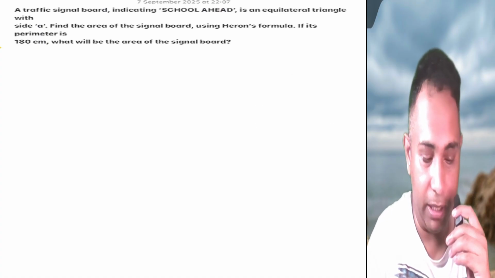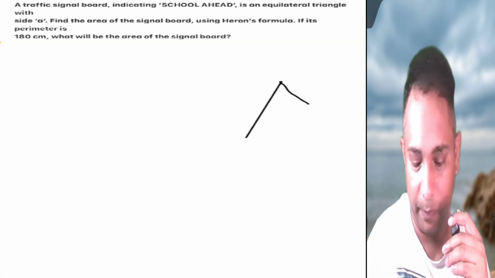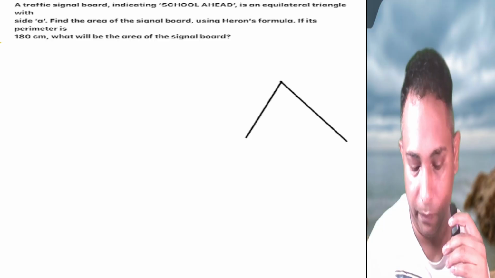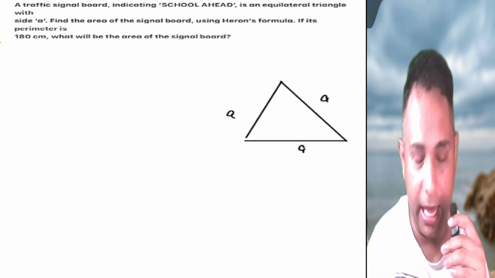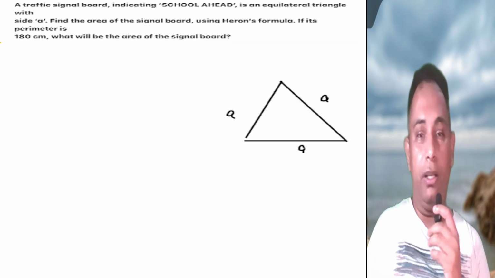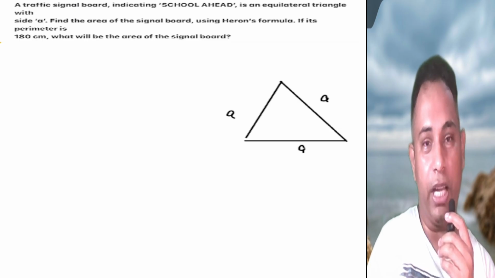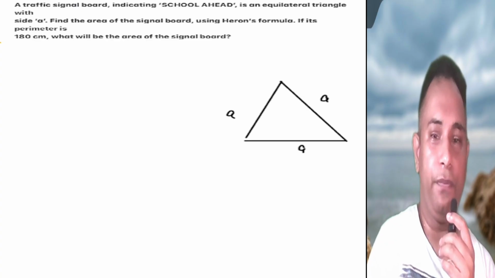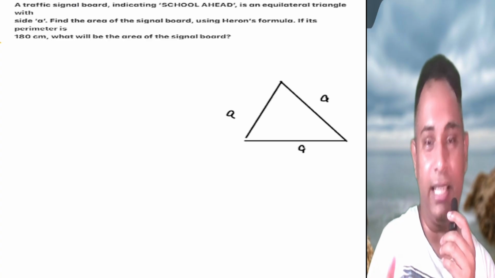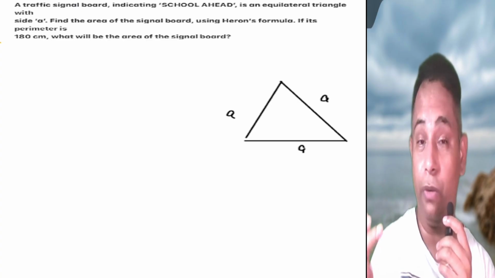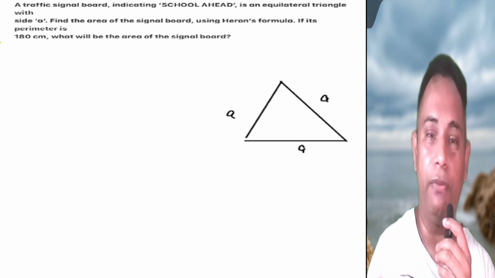Just a minute, my pencil does not work well. This is the board, with sides A and A. So my question is that I need to derive the area of this particular triangle with the help of Heron's formula. Here we are finding that the sides are available. Very easy. We can calculate the area. What formula will we use? We'll use Heron's formula. Why? Because the question is asking to solve it with Heron's formula.